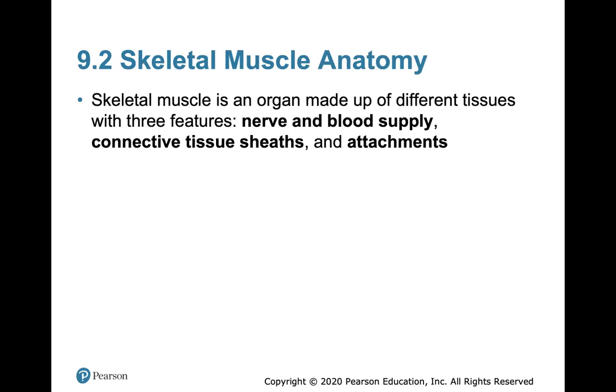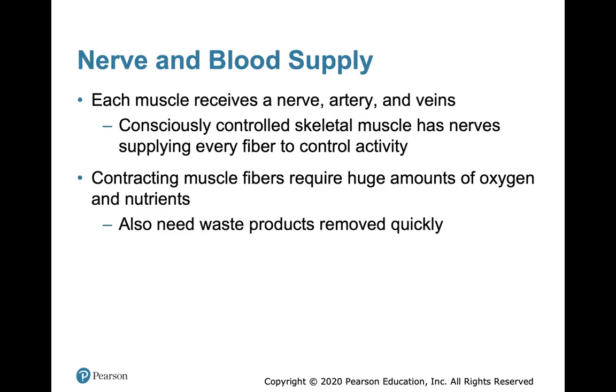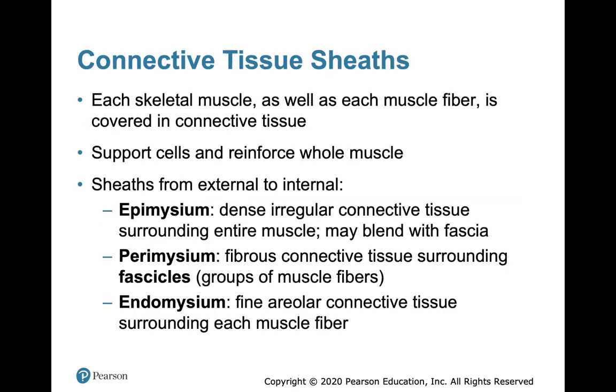Skeletal muscle is its own separate organ made up of different tissues with its own nerve and blood supply, connective tissue sheaths, and attachments. Each muscle receives a nerve, artery, and vein, and contracting muscle fibers require huge amounts of oxygen and nutrients, and that also produces waste products that need to be removed quickly. So each skeletal muscle, as well as each muscle fiber, is covered in connective tissue. You have different support cells that reinforce the whole muscle, and these are the sheaths that surround the muscle tissue.